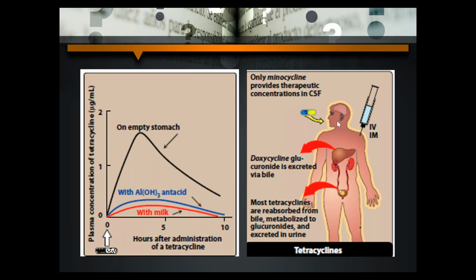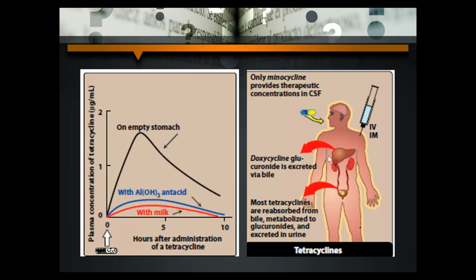So if you are giving it for any meningitis infection, you can give minocycline, but other substances cannot be given. IV and IM injections are also not used now, because thrombophlebitis is one side effect which can occur with the tetracyclines. And doxycycline is excreted via the bile, so it can be given in renal failure patients.